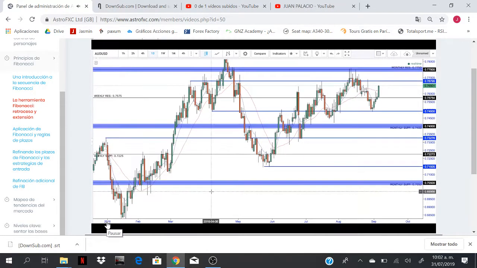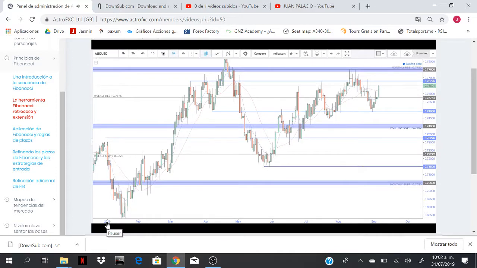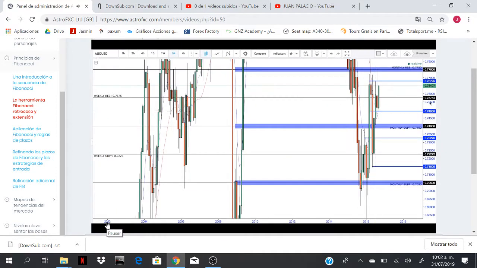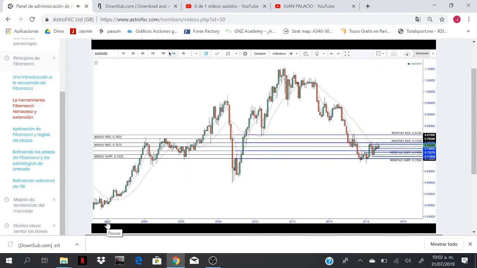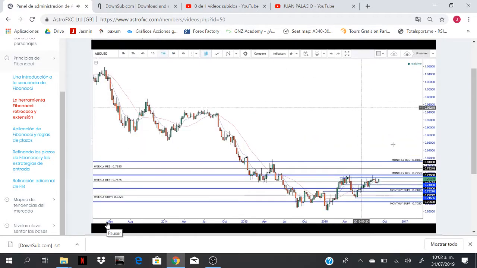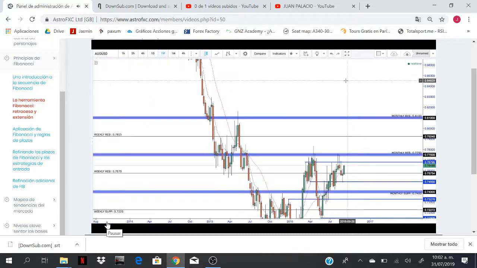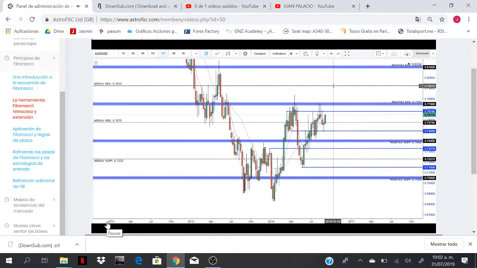When we do this, we don't want to zoom out too far. We can use Fibonacci on the monthly time frame, but I'm not a huge fan because it can confuse people. So I like to just start on the weekly time frame to get an idea as to where the market could potentially run to.